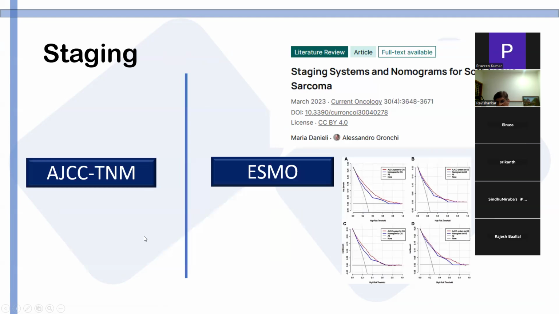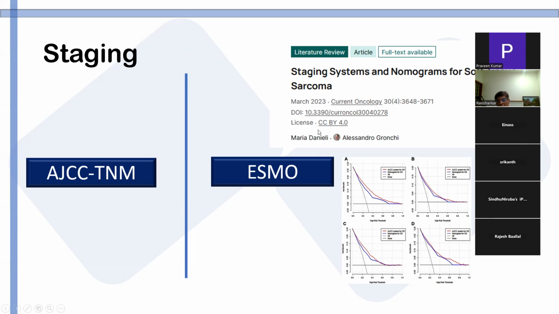Okay, we mentioned staging. AJCC or TNM staging does exist. And as you know, the N there stands for lymph node. Because sarcomas do not normally go to lymph nodes, we mentioned a few which do, but by and large, it is not the preferred kind of staging. The two other stagings that people use are the ESMO, which is the European Society of Medical Oncology, where they have developed nomograms.